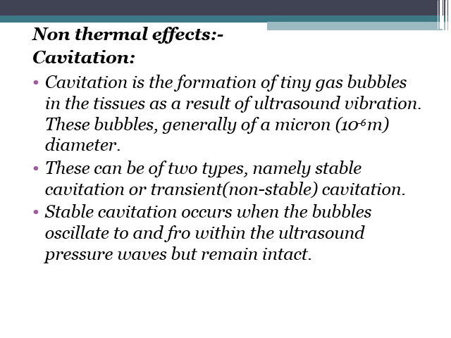Cavitation is the formation of tiny gas bubbles in the tissue as a result of ultrasound vibration, and these bubbles are very tiny and generally of micron diameter. There are two types. One is stable cavitation and another is non-stable, or you can say transient cavitation. Stable cavitation occurs when the bubbles oscillate to and fro within the ultrasound pressure wave, but they remain intact.